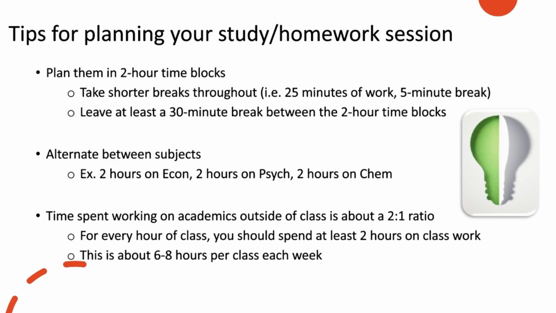And time spent working on academics outside of class should be about a 2-to-1 ratio. So this means that for every hour of class, you should spend at least 2 hours on classwork. For example, if you have a 3-hour class, you're likely to be spending about 6 hours per class each week.